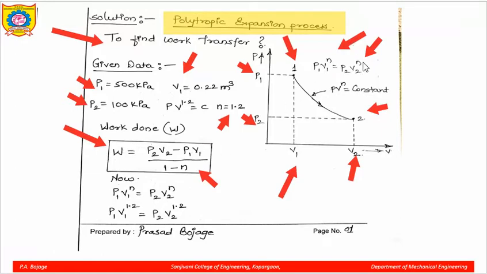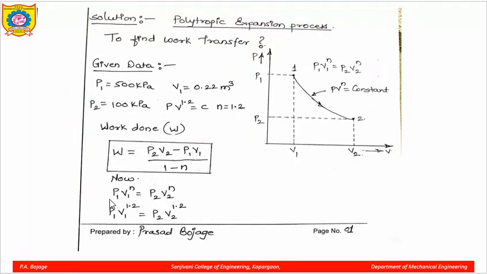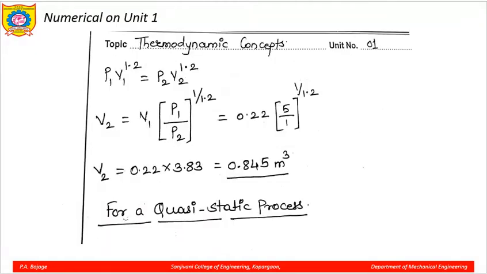Now, as per this condition, we have P1 V1 raised to n is equal to P2 V2 raised to n. So, here like this, P1 V1 raised to 1.2 is equal to P2 V2 raised to 1.2. So, with that we can find out the unknown volume V2. So, V2 is equal to V1 times P1 upon P2 raised to the power 1 upon 1.2. So, volume V2 will be given as this, that is 0.845 meter cube.